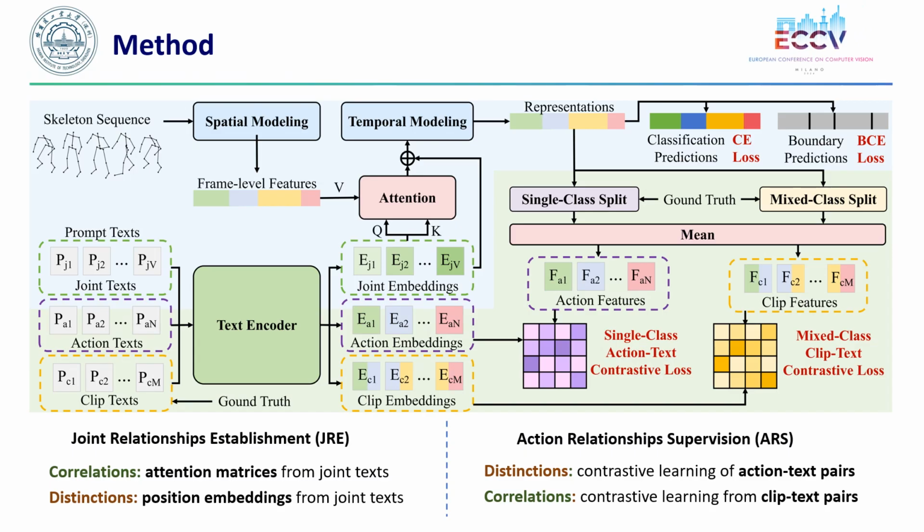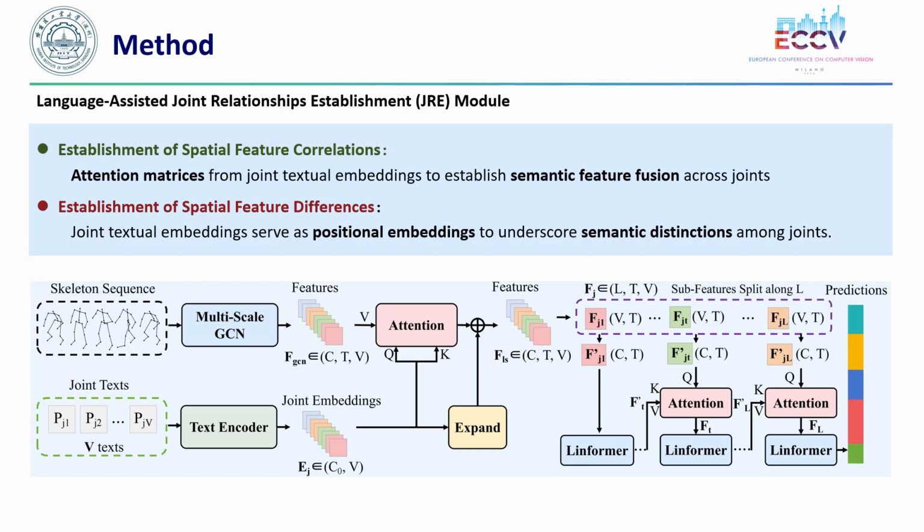Now, let's dive into the LaSA architecture, shown here. LaSA takes skeleton sequences as input. After initial spatial feature modeling, it establishes joint correlations and distinctions through attention matrices and joint text-based embeddings. After the overall modeling, we apply contrastive supervision using action and clip text features to enhance action discrimination and correlation. The blue section represents the inference stage, while the green section shows additional components used during training. Next, I'll explain the language-assisted joint relationships establishment module.